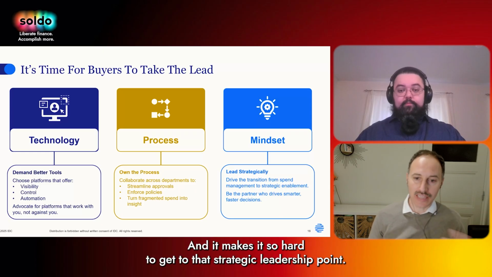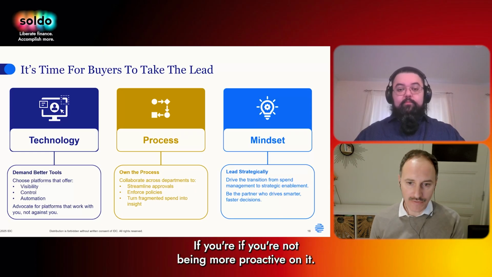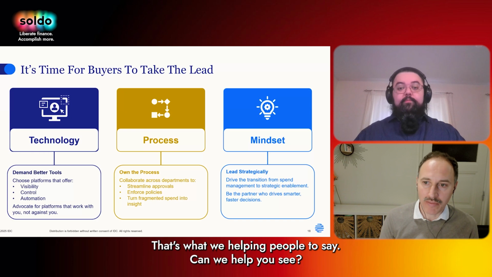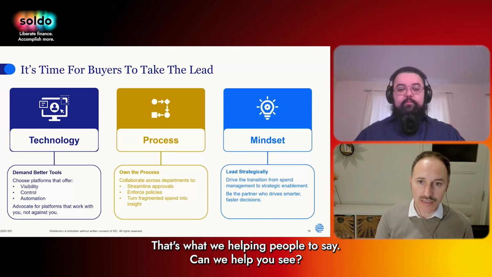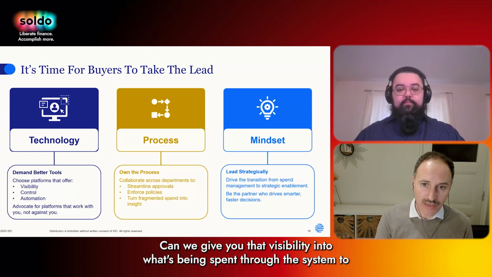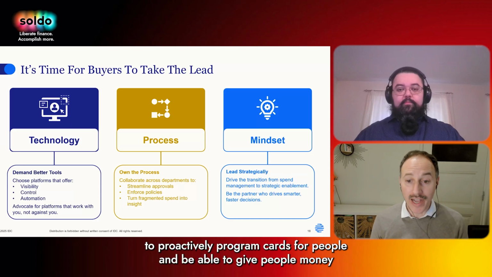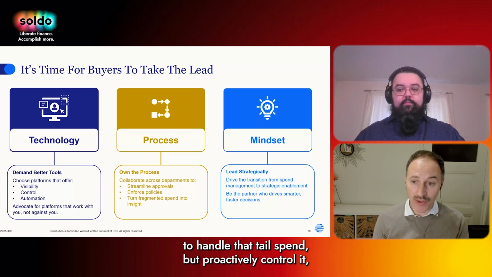And it makes it so hard to get to that strategic leadership point if you're not being more proactive on it. That's where we're helping people to say, can we help you see? Can we give you that visibility into what's being spent through this system, to proactively program cards for people and be able to give people money to handle that tail spend, but proactively control it?